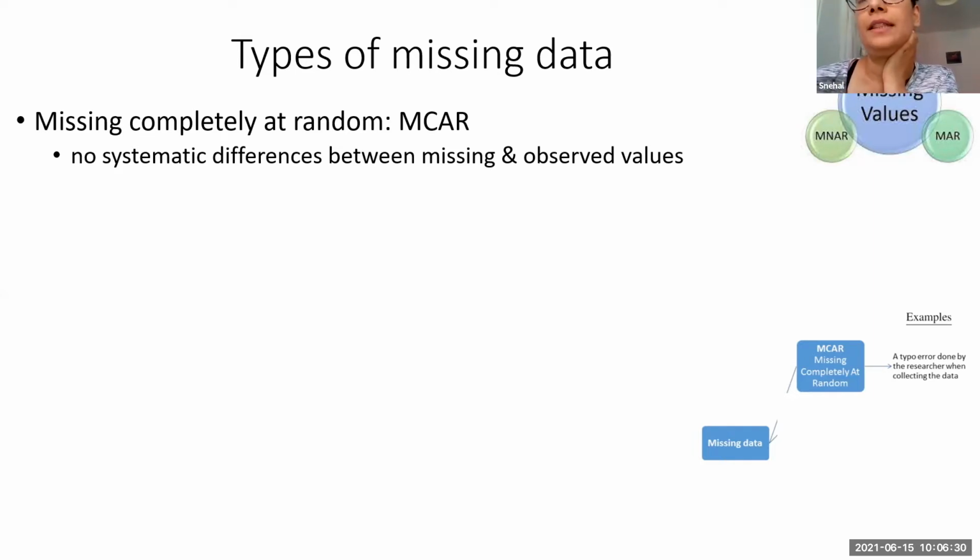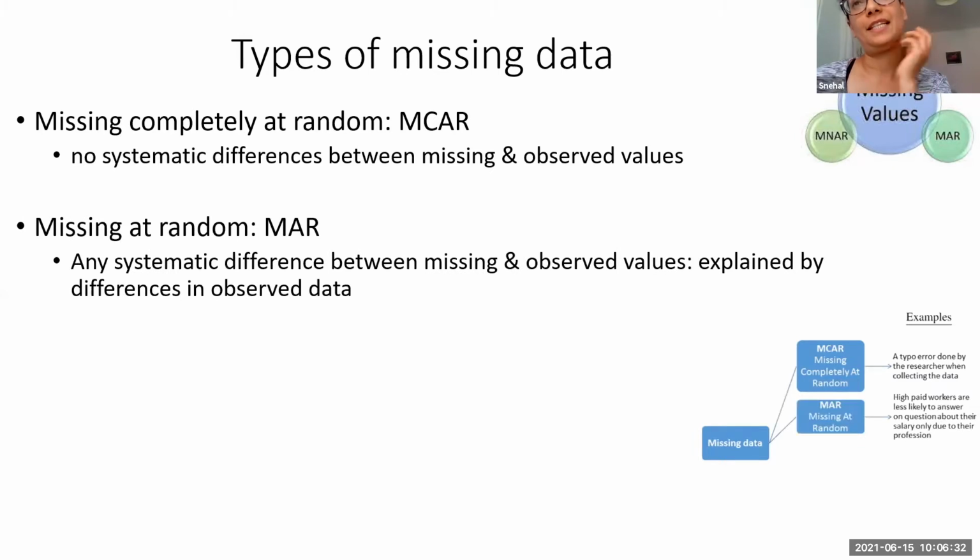Okay. Then you have a type of missing data, which is kind of okay, and we can address it. It's called missing at random. So in that case, there are systematic differences between missing and observed values, but these differences can be explained by other data in the data set that's been observed.